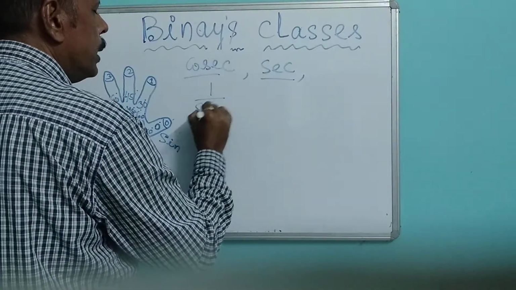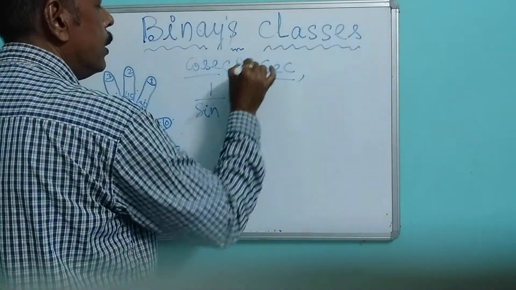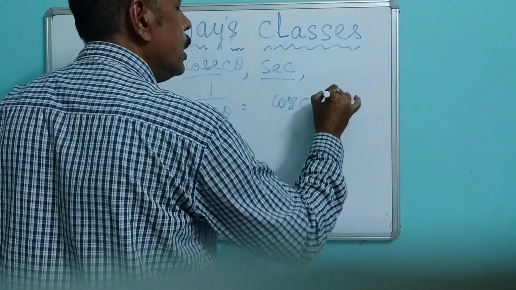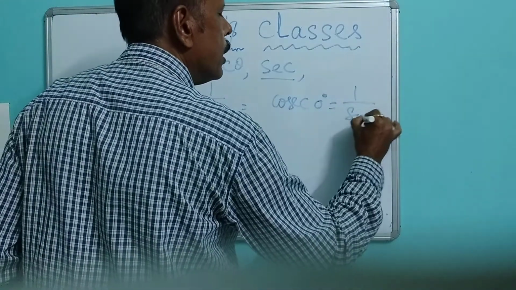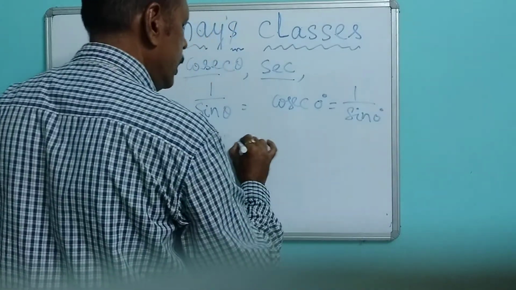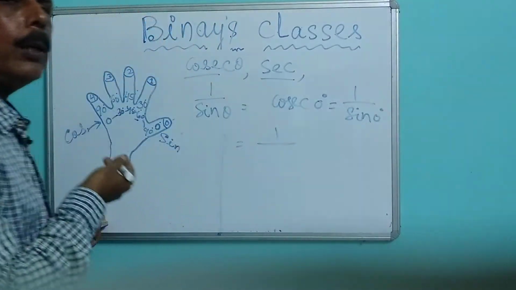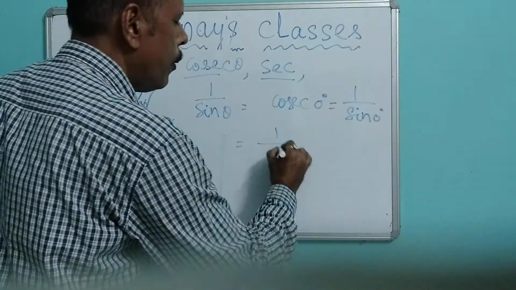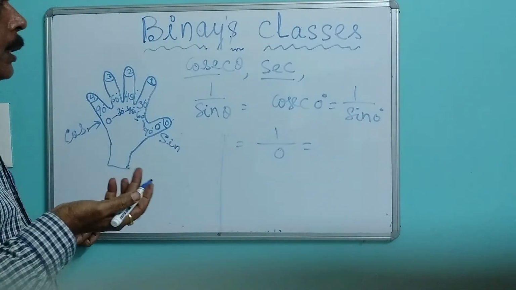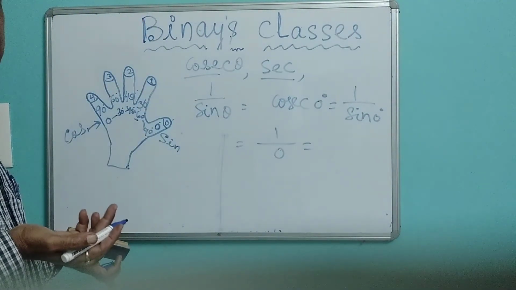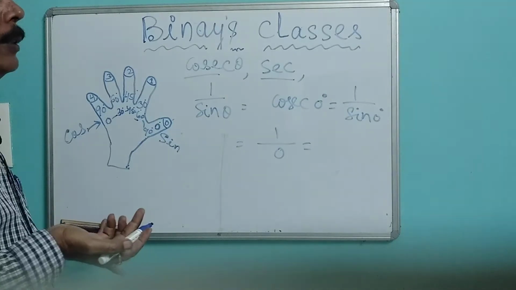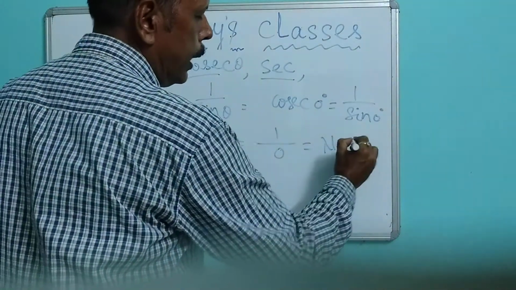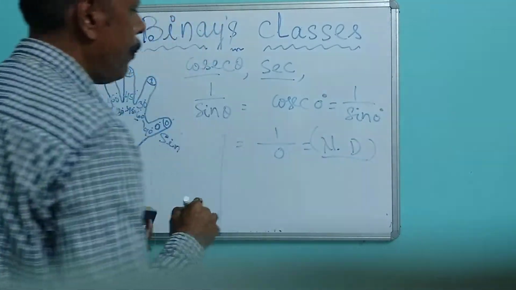Cosec is nothing but 1 by sine. Cosec theta equals 1 by sine theta. If you calculate cosec 0 degree, it is nothing but 1 by sine 0 degree. Since we know the sine 0 value from this finger method, 0 by 4 root over, that is 0, so it is 1 by 0. 1 by 0 is not defined. ND, very easy, very simple to write.